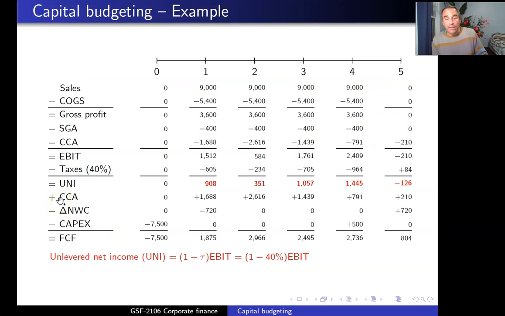UNI is unlevered net income. Net income is income after taxes. Unlevered means we apply taxes to earnings before interest and taxes, so we apply taxes on the earnings before we subtract interest. This is why we call it the unlevered net income.